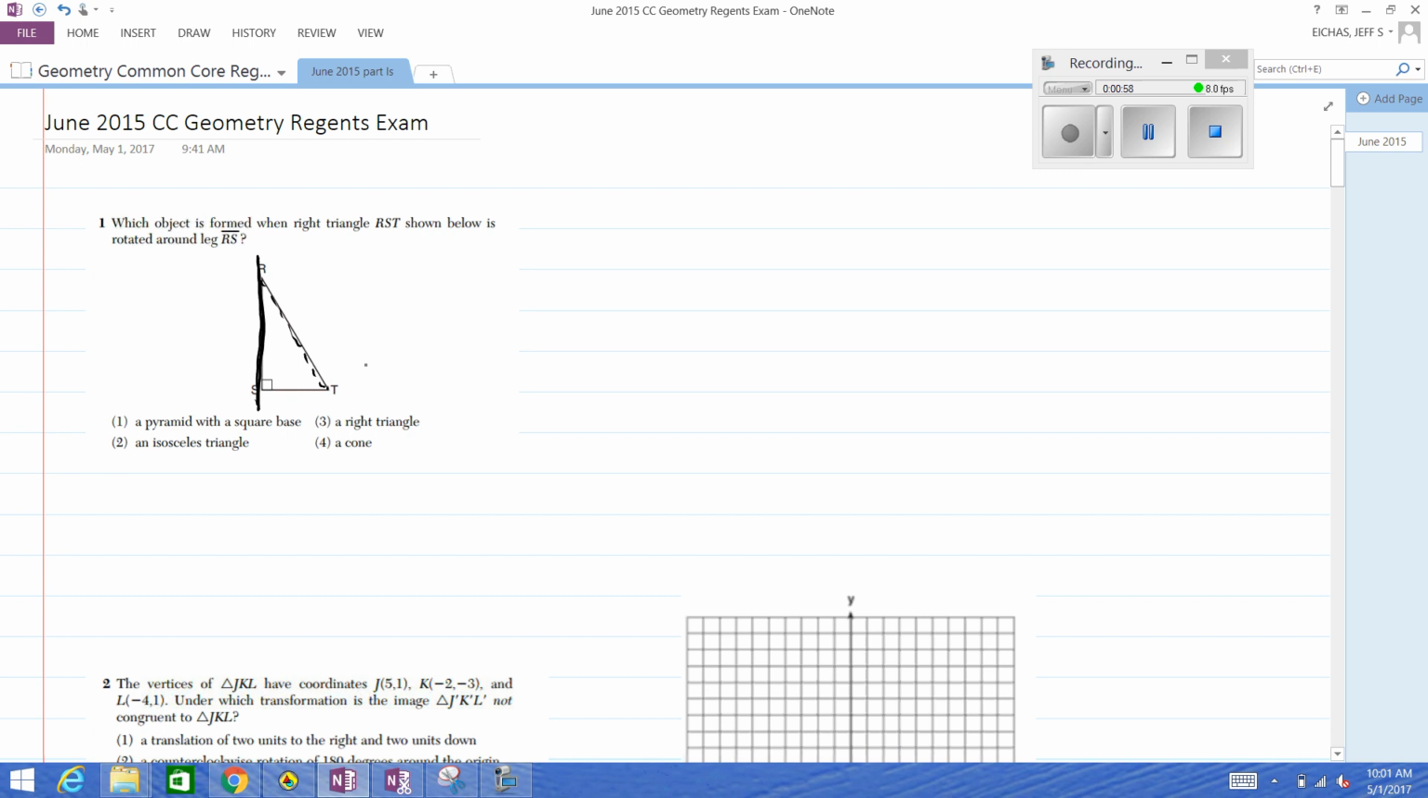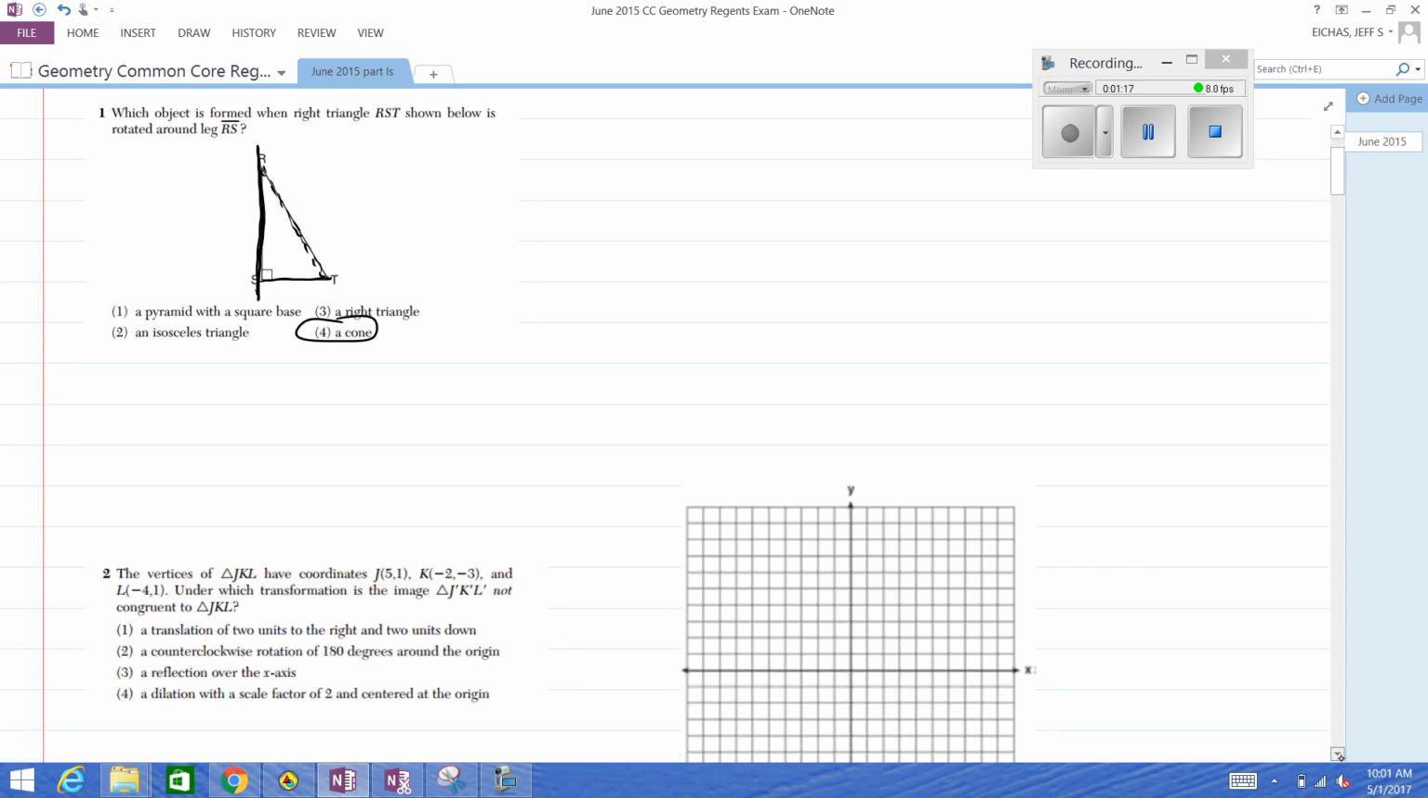What would that form? Well, you'd have a circular bottom. ST would be the radius of it. And then the whole side of it, RT, would be rotated around. So that would make altogether a shape of a cone. So that would be our answer, choice 4.